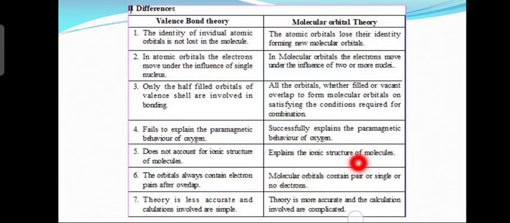No electrons. Then the last difference, the seventh difference, is that the theory is less accurate and the calculations involved are simple. According to valence bond theory, the theory is less accurate and the calculations involved are simple. We assume that the calculations involved are simple and therefore it is less accurate. Whereas in molecular orbital theory, the theory is more accurate and the calculations involved are complicated. Here there are complicated calculations, so we consider that it is more accurate. So these are the differences between valence bond theory and molecular orbital theory.